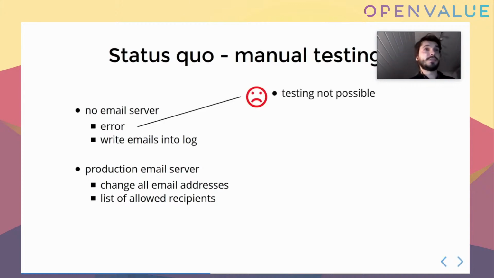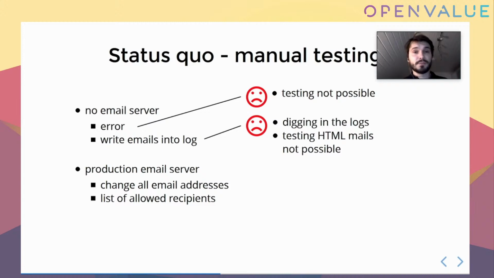The first strategy is to use no mail server at all and to let the app crash, or to silently swallow the error. And that's not a good strategy because you can't test anything. The next strategy looks a little better. It's to write all emails into the log file, and it's not that bad. You can start testing, but you have to search the log depending on your application and the amount you're logging, this might take some time. And also, you're not able to test HTML mails because they don't get rendered in the log.